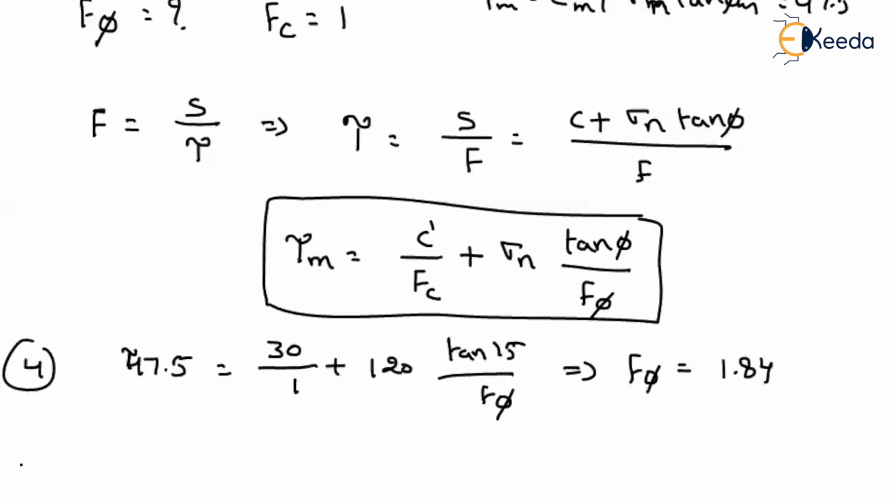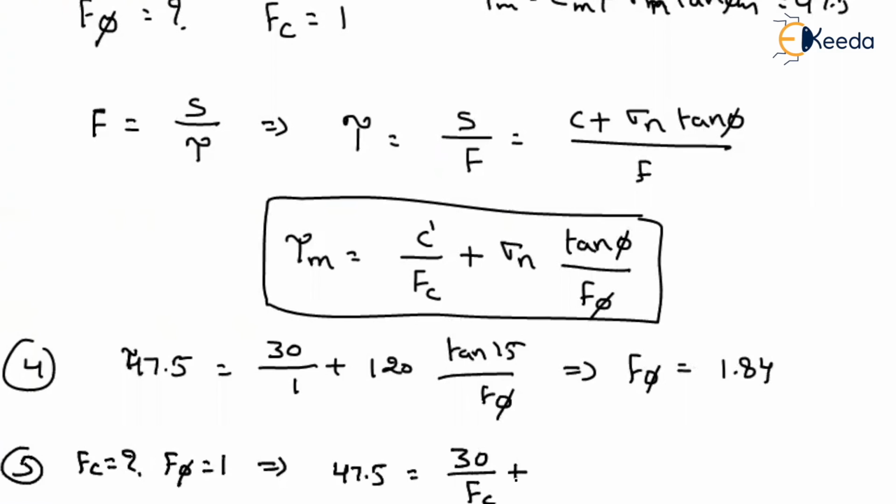Similarly, what is the fifth one? In the fifth one, you have to find the factor of safety with respect to cohesion when the factor of safety with respect to friction is equal to 1. Similarly, 47.5 will be equal to 30 divided by the factor we have to find, plus 120 into tan 15 divided by 1. That implies the factor of safety with respect to cohesion will be equal to 1.95.